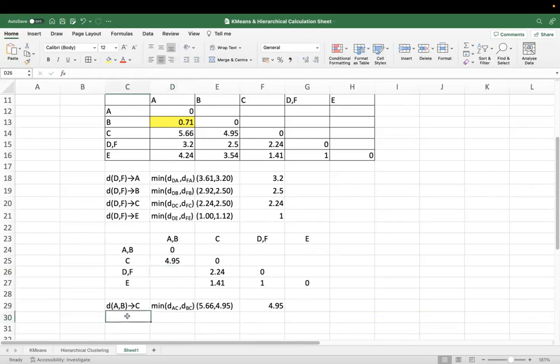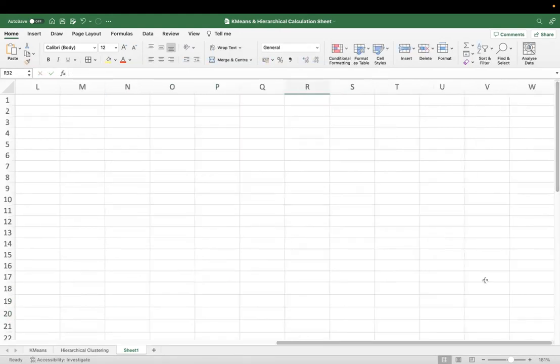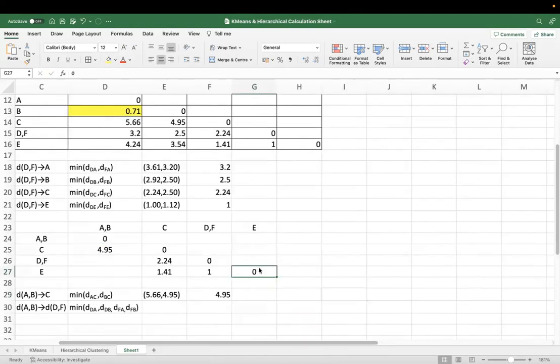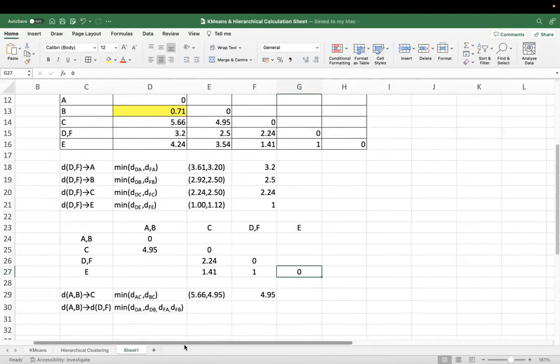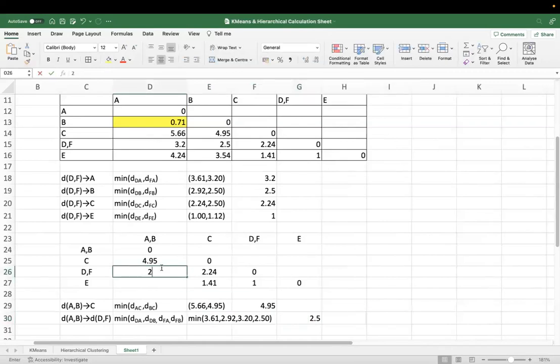Now, this is a larger calculation we have to do. Distance between D comma F and A comma B. As per the formula, it is the minimum of DA, DB, FA and FB. So if you go to the original matrix, 3.61, 2.92, 3.20, 2.50. The minimum of all these, what is the lowest value? 2.50. So this will be 2.5.